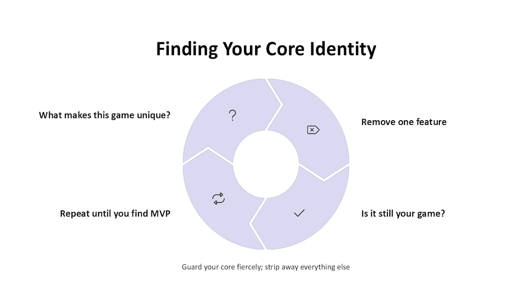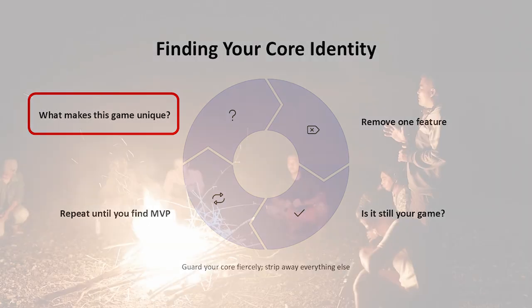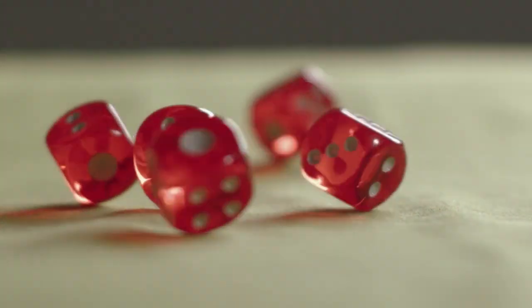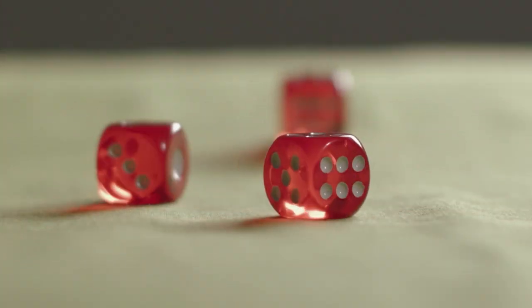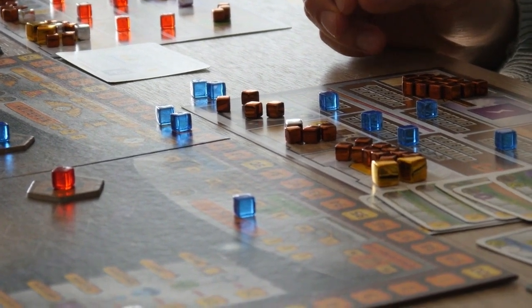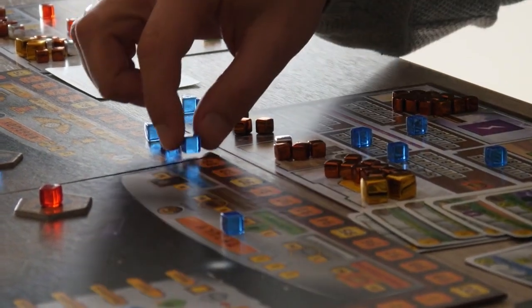So how do we keep scope creep at bay? It starts by identifying your game's core identity. What's the one thing this game absolutely needs to be itself? Maybe it's a tense social deduction mechanic. Maybe it's the joy of rolling chunky dice and seeing what chaos unfolds. Maybe it's the quiet pleasure of building an engine that clicks perfectly into place. Whatever it is, guard it fiercely.